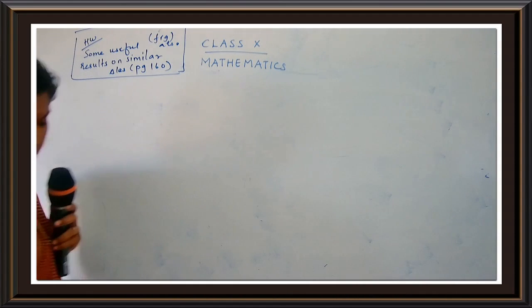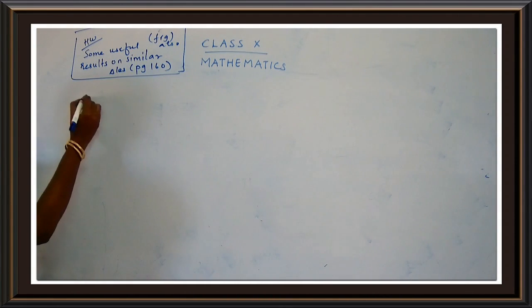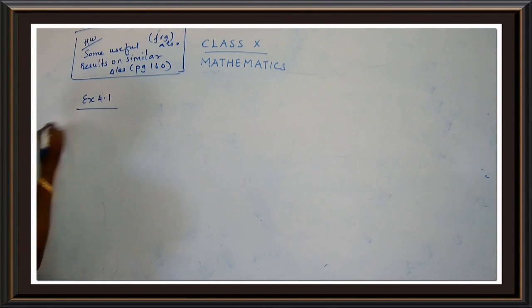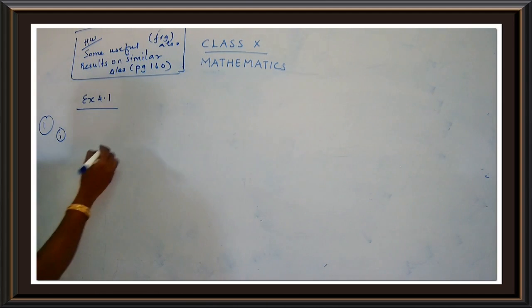Let's start with the work. I'll write down here exercise 4.1, first question, first subpart. You have to draw the triangle with a scale and a pencil, children. Draw the figure as it is given in the book.